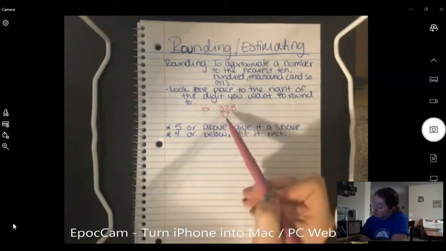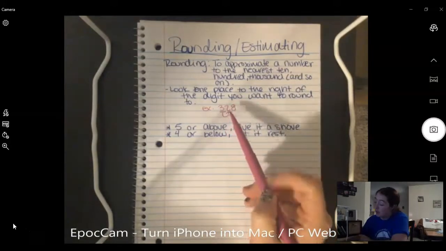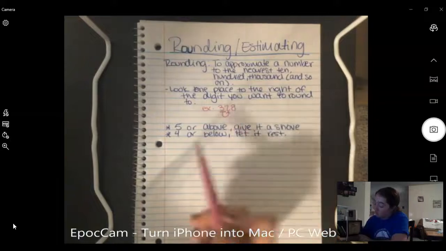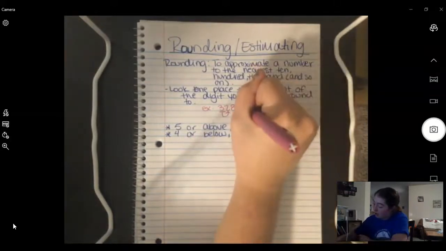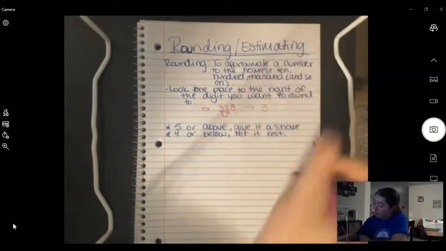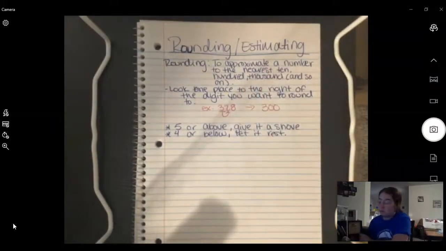328, we're rounding to the 100, so we look to the digit to the right of it, and we see that 2, well, it's below 4, so we're going to let that 3 rest. So it's rounded to 3, and then we put zeros in the place value.